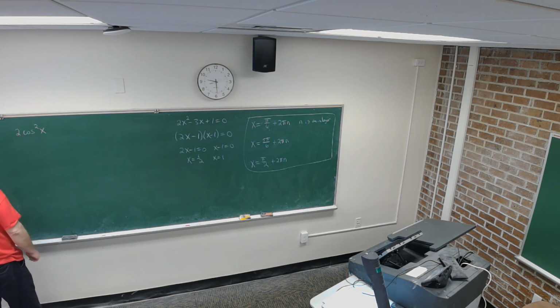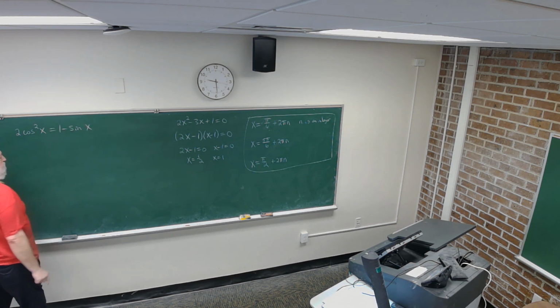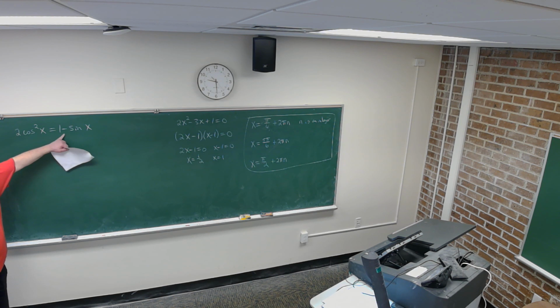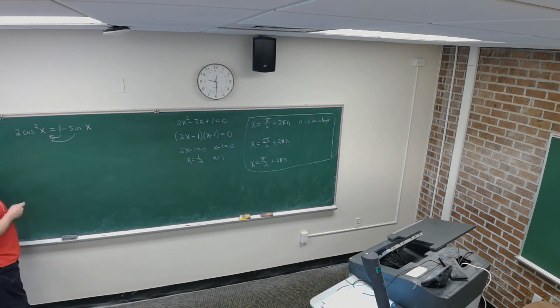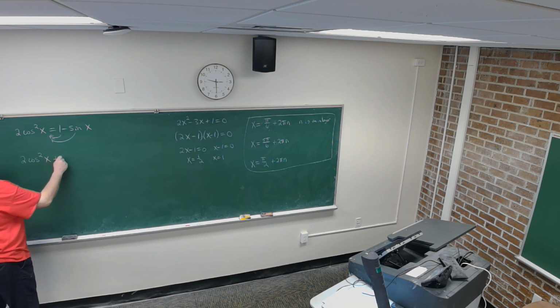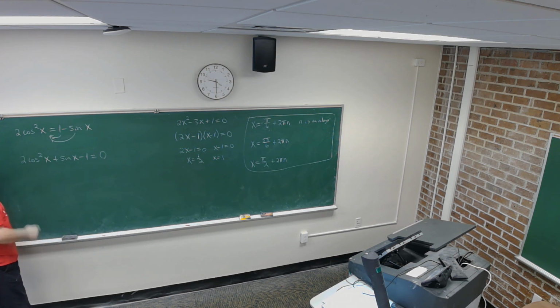All right, we have 2 cosine x squared is equal to 1 minus the sine of x. Now, step number 1 is to get 0 on one side, right? Solving a quadratic equation. So we're going to move the 1 over to the left side by subtraction and the minus sine x to the left side by addition. And we have 2 times cosine x squared plus the sine of x minus 1 is equal to 0.